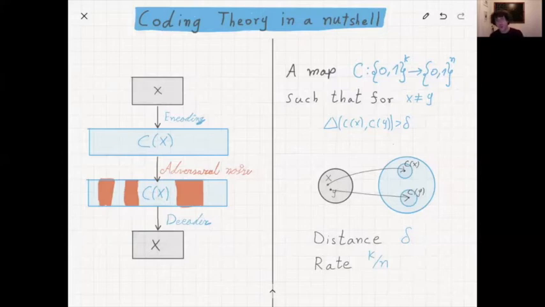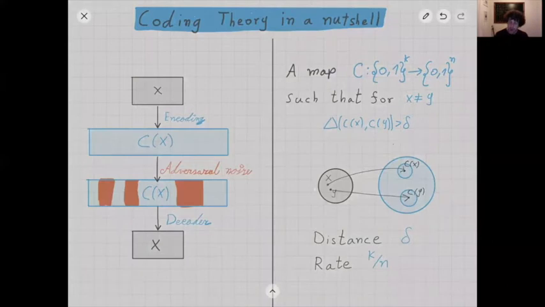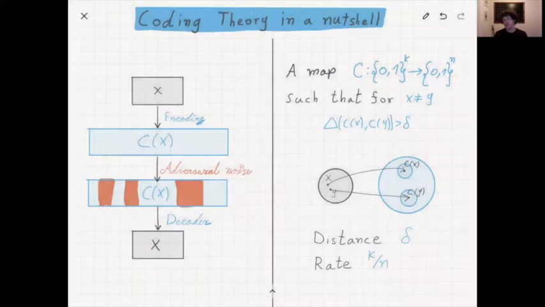Now, a little bit more formally, we'll say that an error correcting code is a map which takes k-bit strings and maps them into n-bit strings, where n is greater than k. The key property that we care about is that for every two different messages X and Y, the two codewords will be far apart. So for example, if X and Y are close to each other, they will be mapped into codewords which are very far from one another.